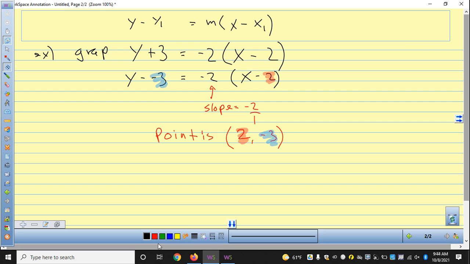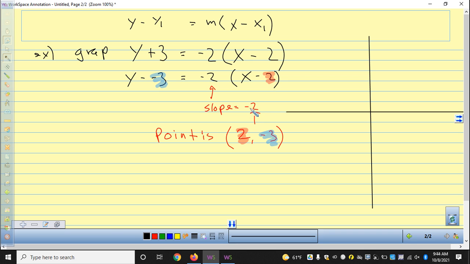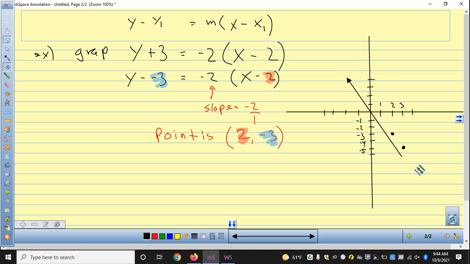And now to make my graph, I'm going to start at the point that I know is on the graph, and then I'm going to count from that point using the slope, rise over run. So my point is 2 over, 2 down 3. So there's one point. And I'm going to count rise over run. I'm going to count down 2 over 1. So I'm going to count down 1, 2, and go over 1 to get my new point. And there are the points that I can use to graph my line.